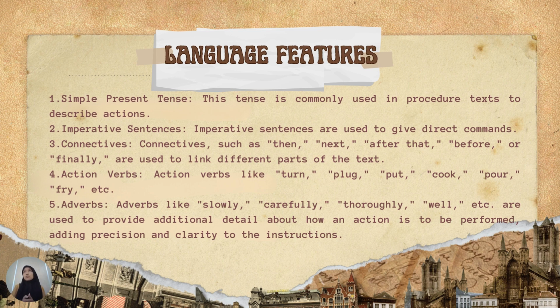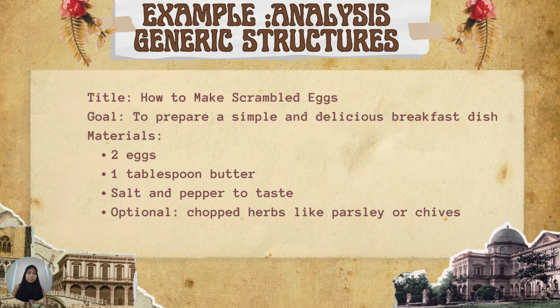So, after I told you about the language features and generic structures, let's see the example and analyze each of it. We also analyze the generic structure first. How to make scrambled eggs. So this is the title. The goal is, of course, to prepare a simple and delicious breakfast dish.